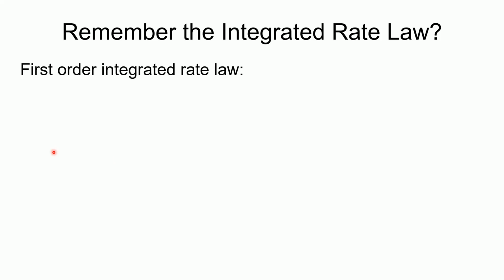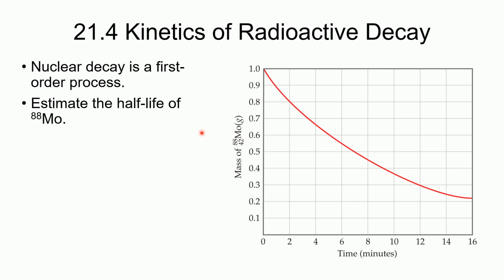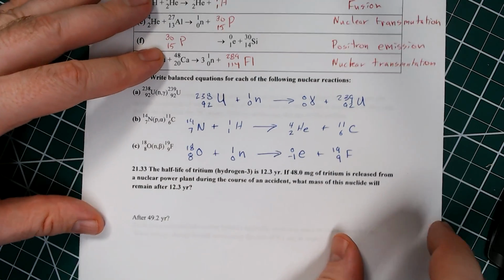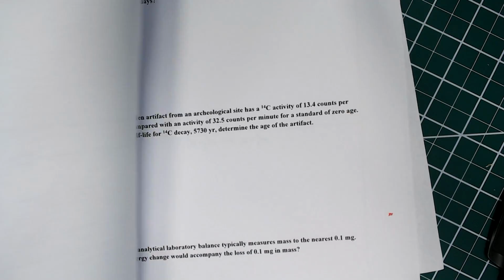All right, and we want to go back for a second because there's a couple of problems we want to do on the in-class assignment. For whatever reason, the little thing didn't pop up, but that's okay. So we're going to go back to the in-class assignment. We're going to do number 33 and 34.